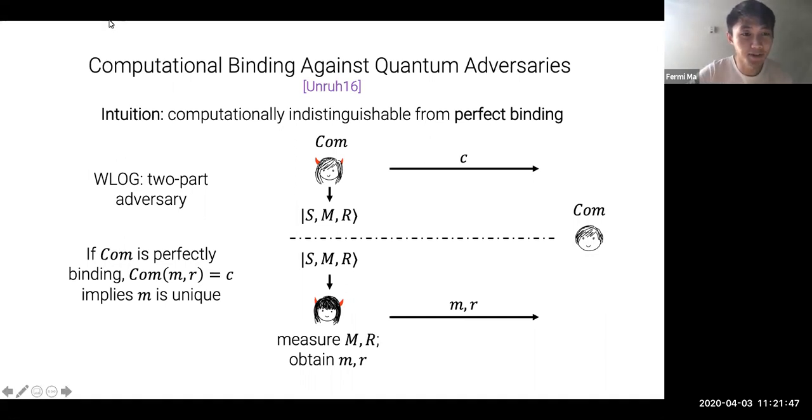Okay, and so what is one way to capture the property of a perfectly binding commitment? Well, it says that if you give a valid opening M, R for some commitment C, then this means that M had better be unique. There's no qualifiers there. M just has to be the unique M such that there is some R that opens to this C, if it's perfectly binding. Okay, so we're just going to try to capture this definition.